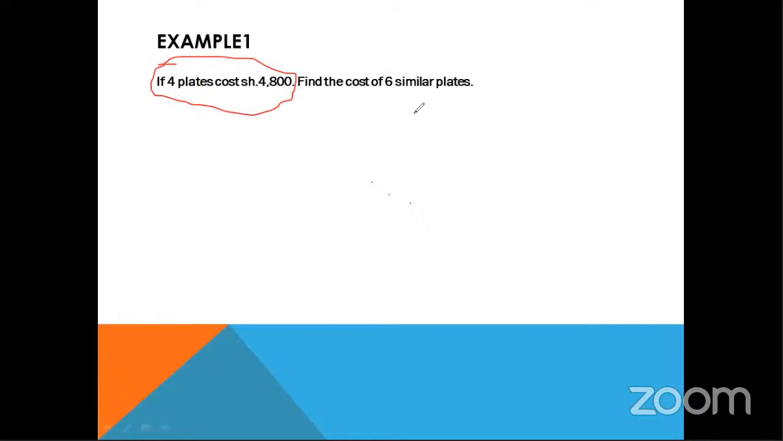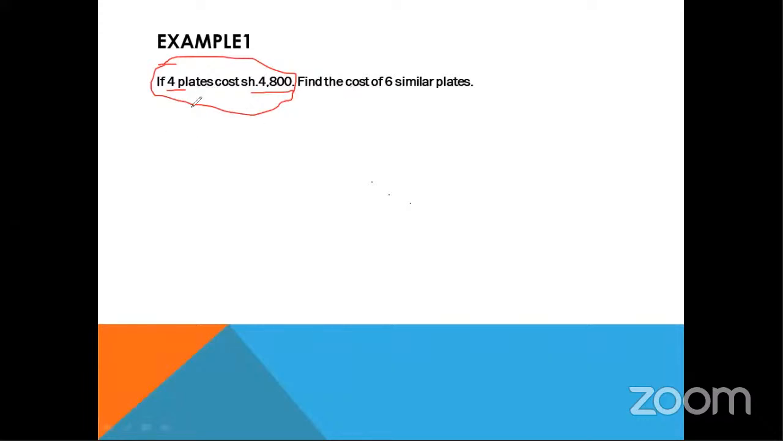And for us to find the cost of 1 plate, we are supposed to divide 4,800 shillings by 4, because 4 plates give us this amount of money. If you buy 4 plates, you will pay 4,800. So what's the cost of 1 plate? That's what the point is telling us. So we get the cost of 1 plate by dividing. So let me try to do it here as you have explained.